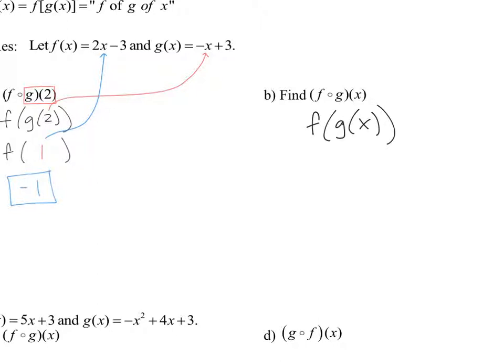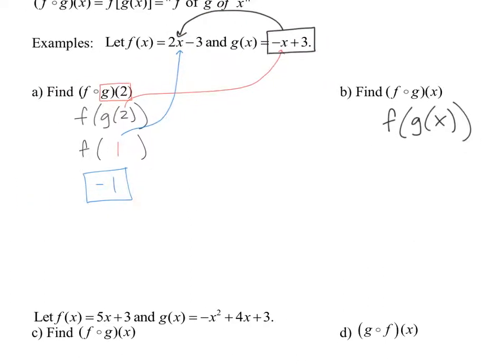In this case, they didn't give us a number. That just means take the entire g of x equation, all of that stuff, and plug it into the f. As it's written right here, the g of x is on the inside of the f equation, so all of this stuff goes inside of f. If you're given a number, as in letter A, we took the number, plugged it into g, got a different number, and plugged it into f. In this case, you're not given a number, so take g of x, which is this equation, and plug it inside f.